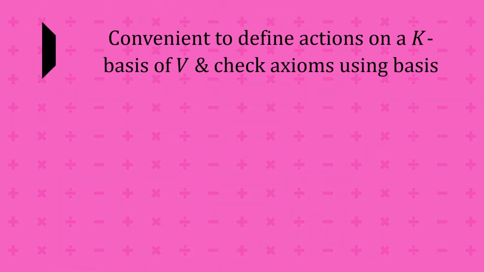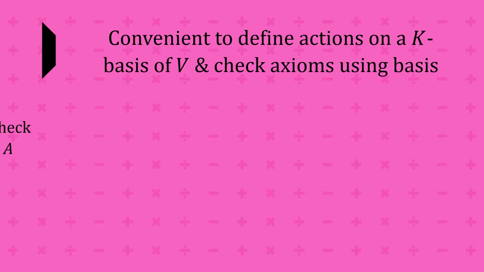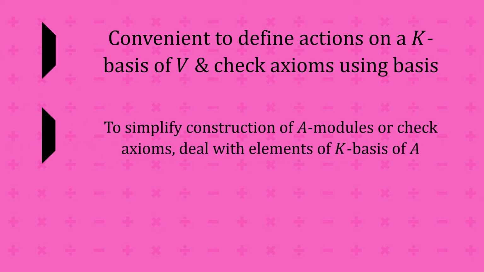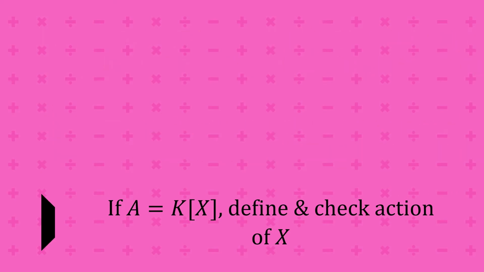Because every A-module V is a K vector space, it is often convenient to define actions on a K basis of V and then check the axioms using a basis. Similarly, to simplify the construction of A-modules, or to check axioms, it usually suffices to deal with elements of a fixed K basis of A. If A equals K adjoin x, it suffices to define and check the action of x.